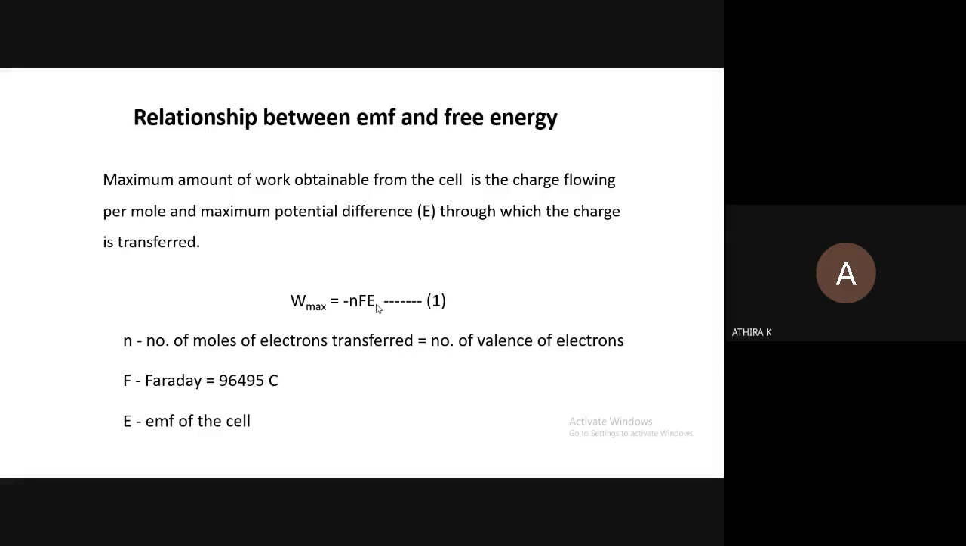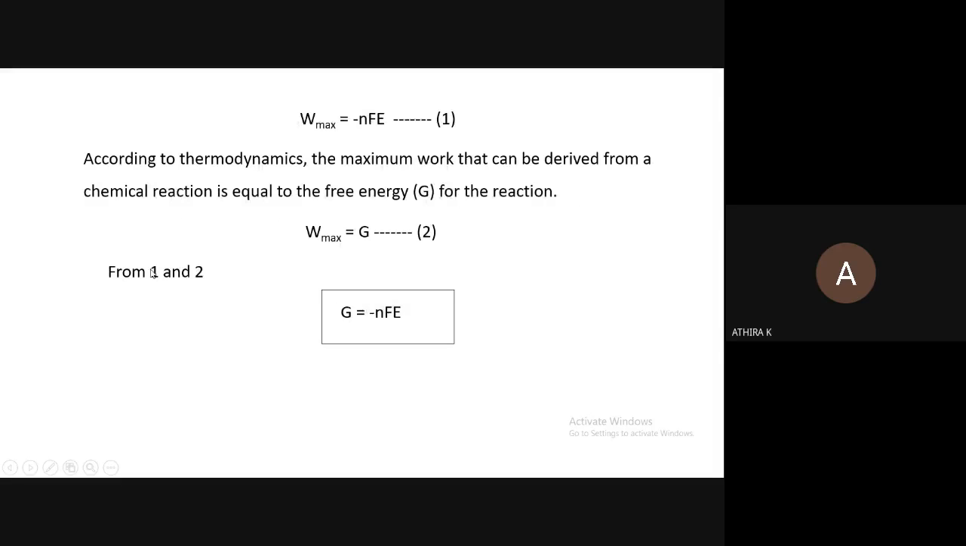So this is the maximum amount of work that can be obtainable from a cell. W max equal to negative NFE. That negative indicates electrons and current are in opposite direction. So this is our first equation, and we have to derive a relationship between EMF and free energy. Then, according to thermodynamics, the maximum work done that can be derived from a chemical reaction is equal to reaction.